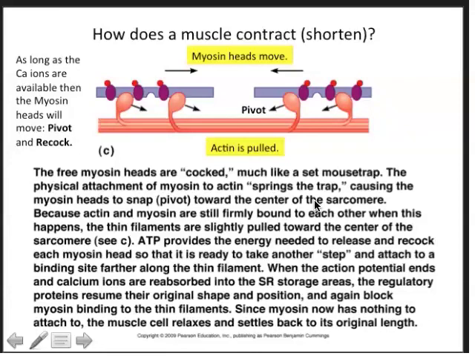What happens next is that the myosin heads will pivot. As the calcium ions become available, the heads will move after they've bound, and they'll pivot, and then they'll let go and they'll recock.